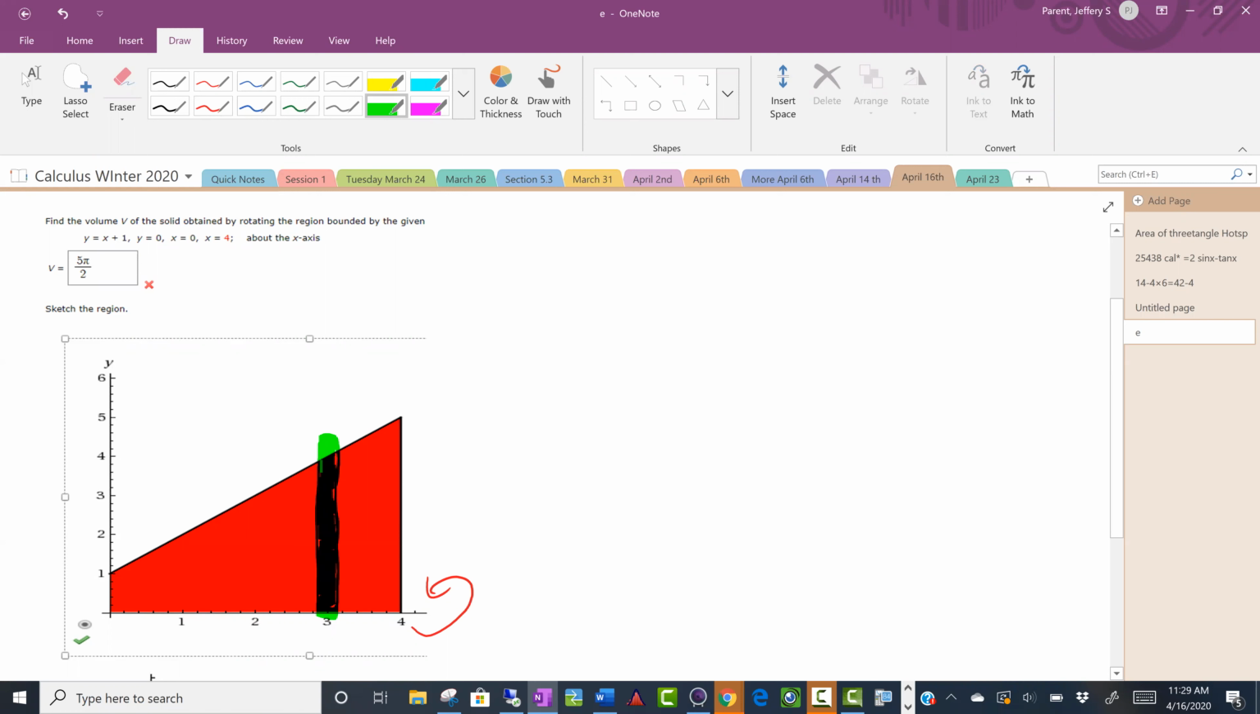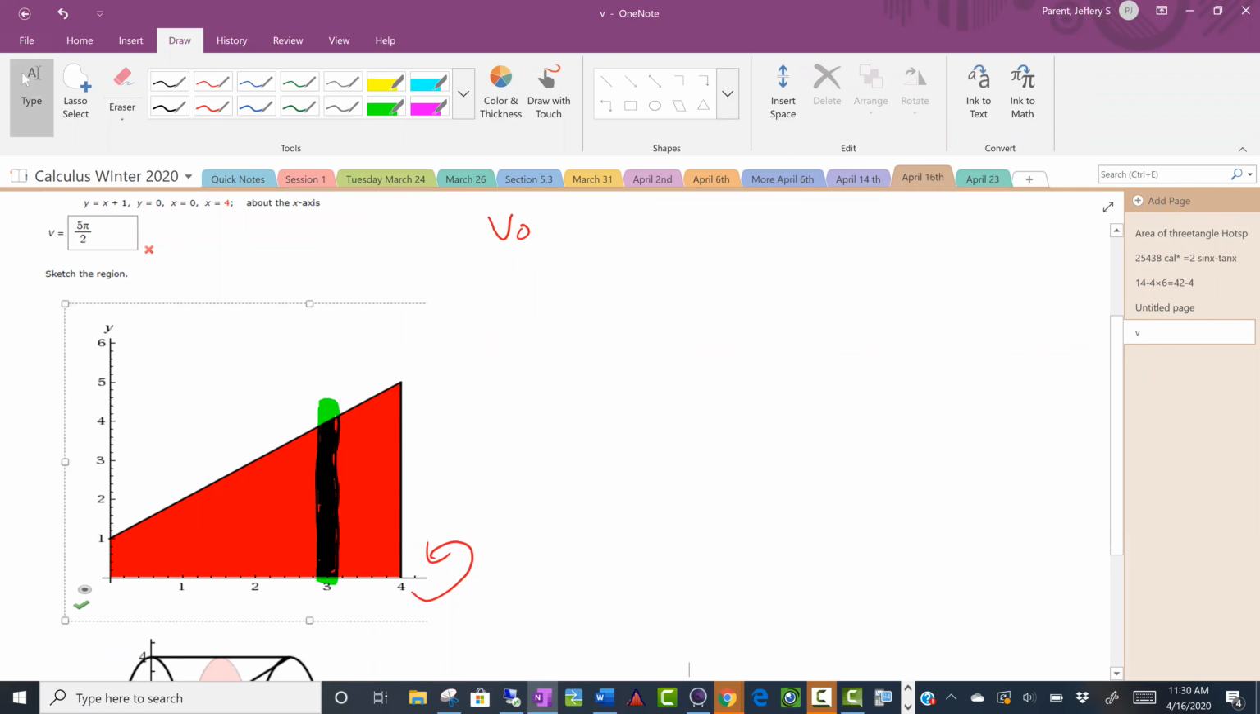And I like to figure out what happens to that slice as we rotate it around the x-axis. So let's see if we can set that up. Now, when we rotate it around the x-axis, can you tell me what shape that's going to be? Just the slice, you don't have to envision the whole region. What's going to happen when we rotate it around the x-axis? That's going to be a hockey puck. Perfect.